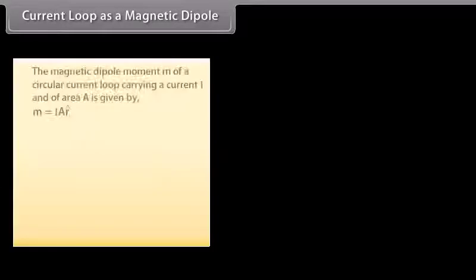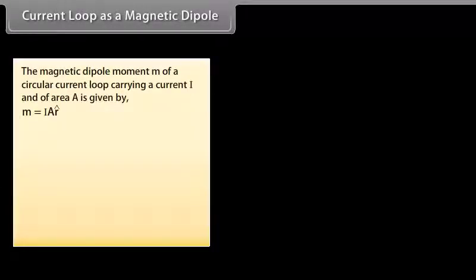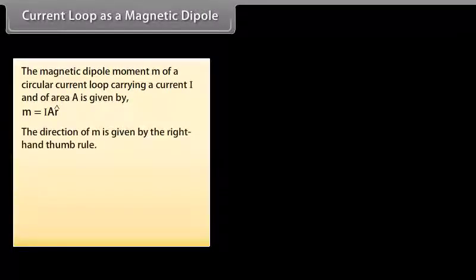Current loop as a magnetic dipole. The magnetic dipole moment m of a circular current loop carrying a current I and of area A is given by m is equal to the product of I and A r cap. The direction of m is given by the right-hand thumb rule.